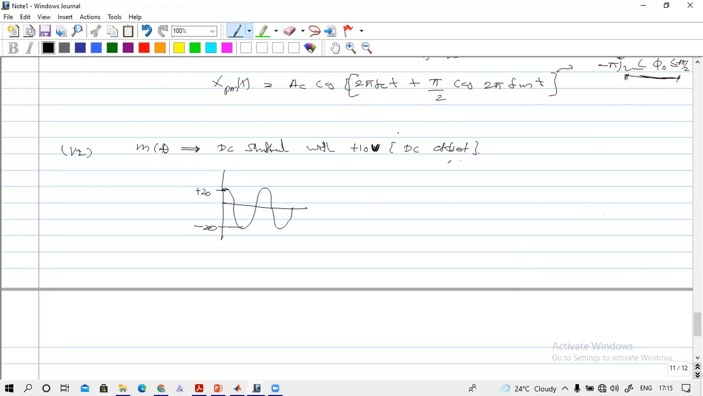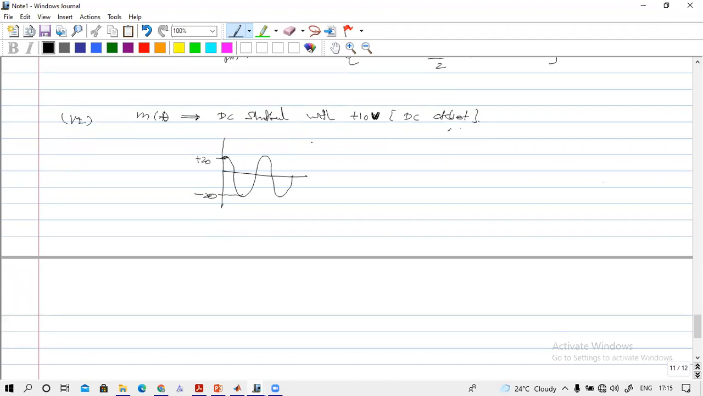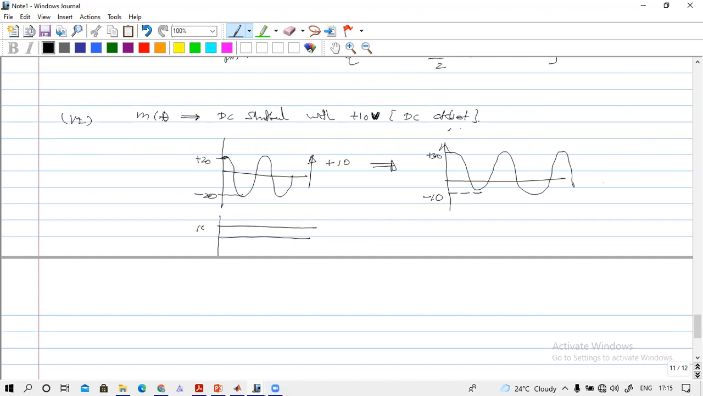Here we are given a plus DC offset. From this side we are giving the plus DC voltage. Then the signal will become like this, and the maximum point will become like this. So this will be plus 30 and this will be minus 10. What we are doing here is giving a DC offset of 10 volt. We add these two signals, so this point will move to 30.